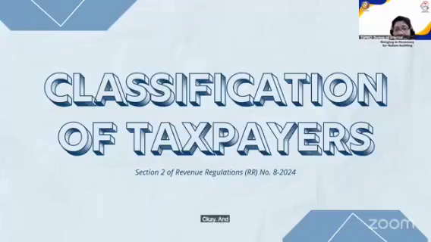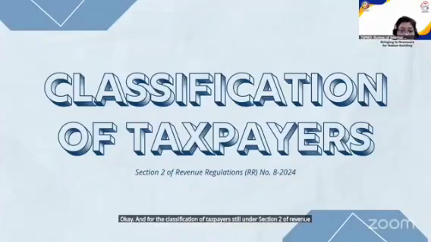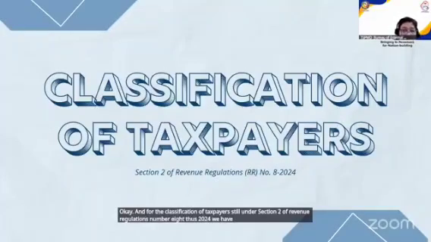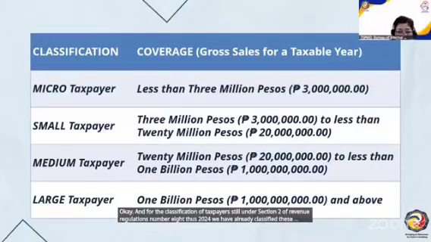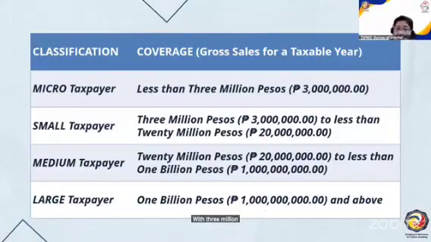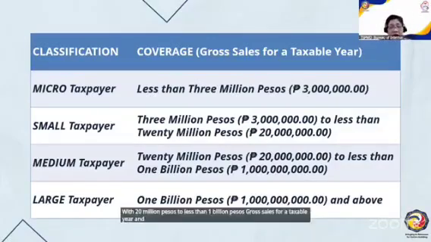And for the classification of taxpayers still under Section 2 of Revenue Regulations number 8-2024, we have already classified these taxpayers into micro taxpayer with less than 3 million pesos as gross sales for a taxable year, small taxpayers with 3 million to less than 20 million pesos gross sales for a taxable year, medium taxpayer with 20 million pesos to less than 1 billion pesos gross sales for a taxable year, and large taxpayer 1 billion pesos and above. Okay?